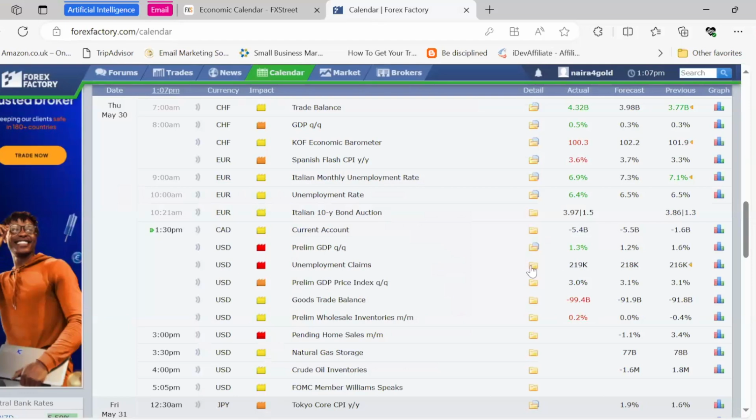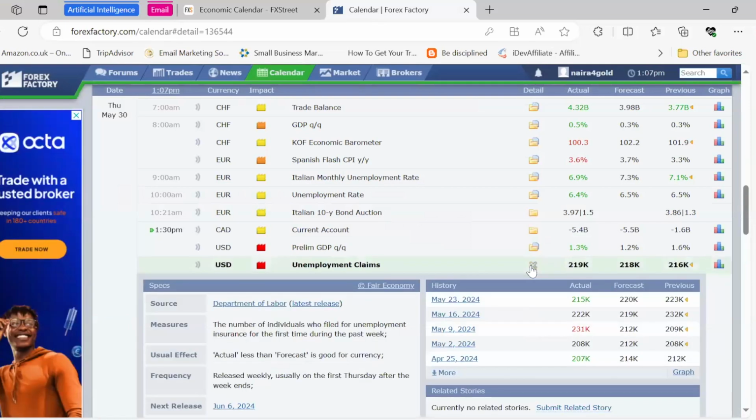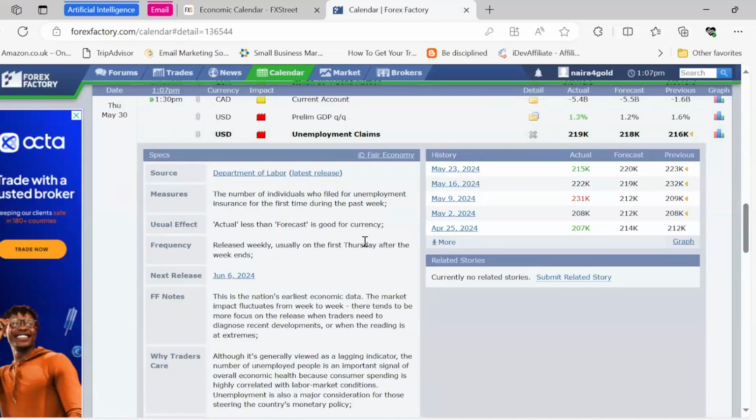Look at unemployment claims, for example, here now. You see it there, and it just tells you the usual effect. If actual is less than forecast, it's good for the currency. But in this case, actual is worse than forecast, which is why EUR/USD had to go up, and then we have to take a buy. All right, so that is how you can profit from news.